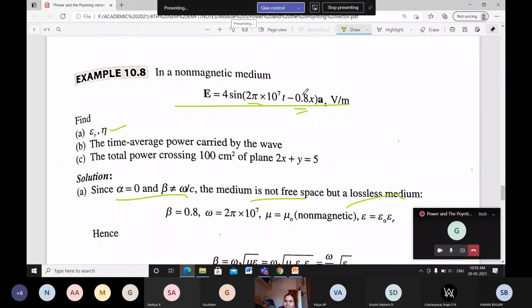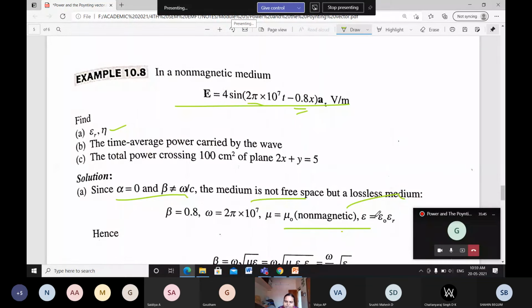Omega t minus beta z into Az. Standard equation. From the standard equation, we can write here omega is equal to 2 pi into 10 raised to 7. Then mu is going to be equal to what? That is for non-magnetic. You remember these terms. That is going to be mu is now equal to mu naught.